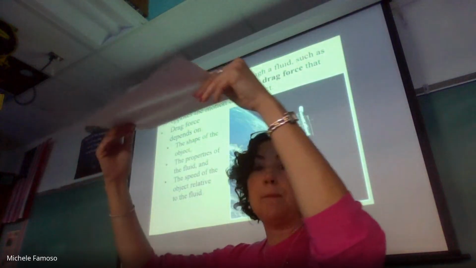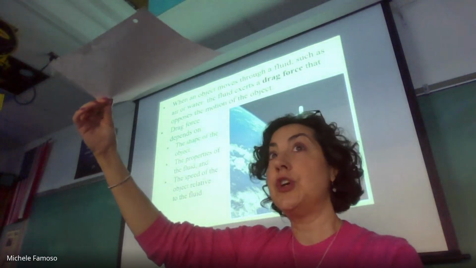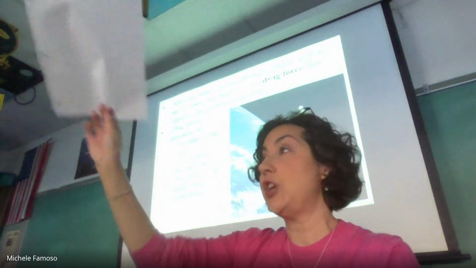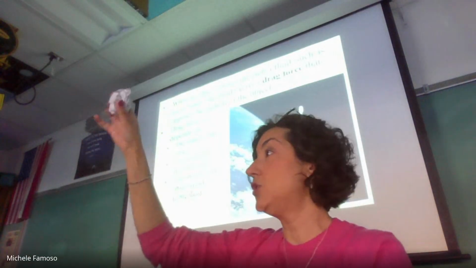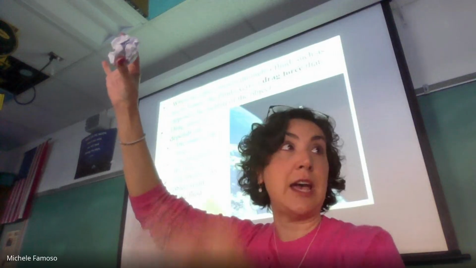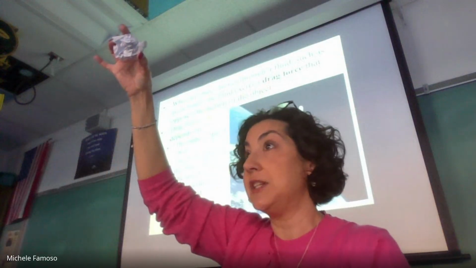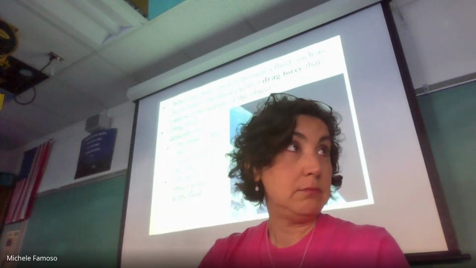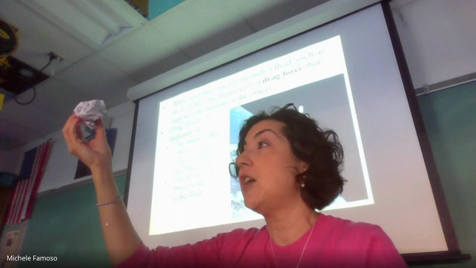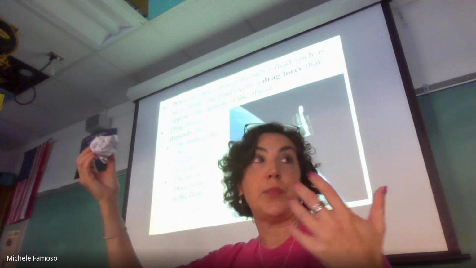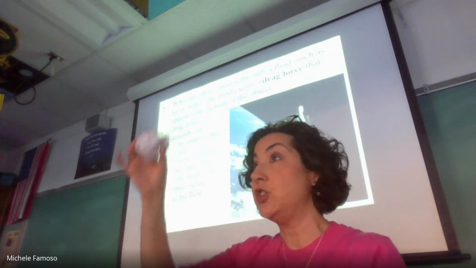If I want to affect how much drag is exerted on it, all I have to do is change the shape of this. There's much less surface area now in contact with the air, so a lot less air resistance acting on it. You follow what I'm saying? Did I change the properties of this? No, nothing other than the shape of it. I didn't change the properties of the air, the fluid it was moving through, and I didn't change its speed.